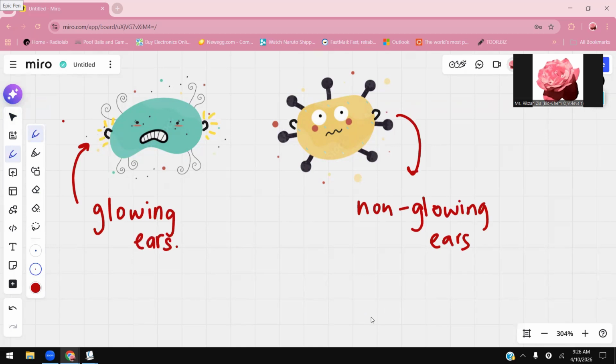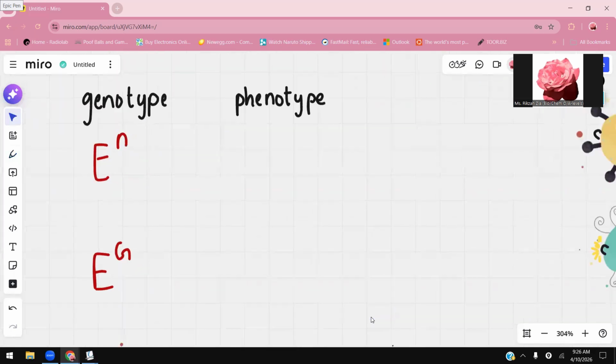Now, since they're imaginary bacteria, we can go ahead and assign imaginary alleles for these phenotypes as well. By the way, phenotypes are traits that are observable. So let's say the genotype for this would be EG, G for glowing ears, and the allele for non-glowing ears, let's make EN, for example. So we have established phenotypes, and we have assigned them their genotype or alleles as well.